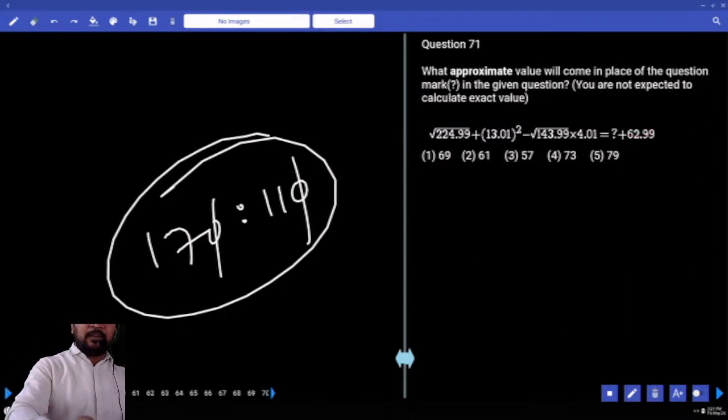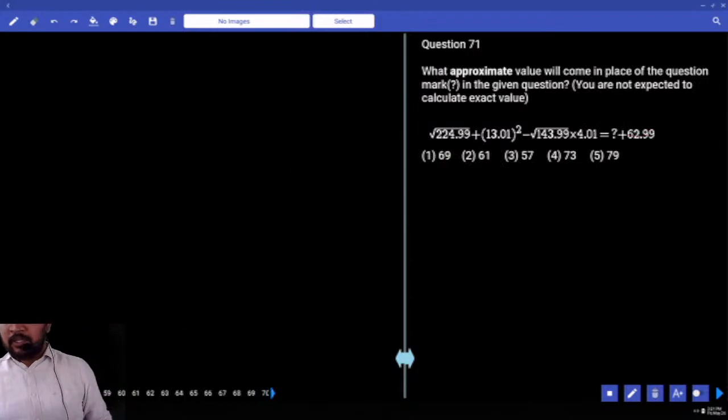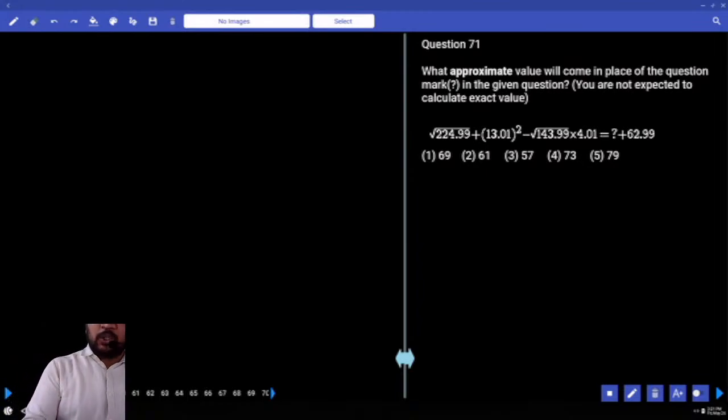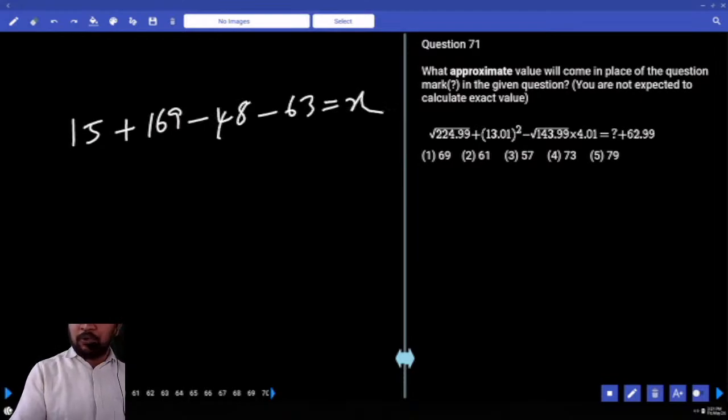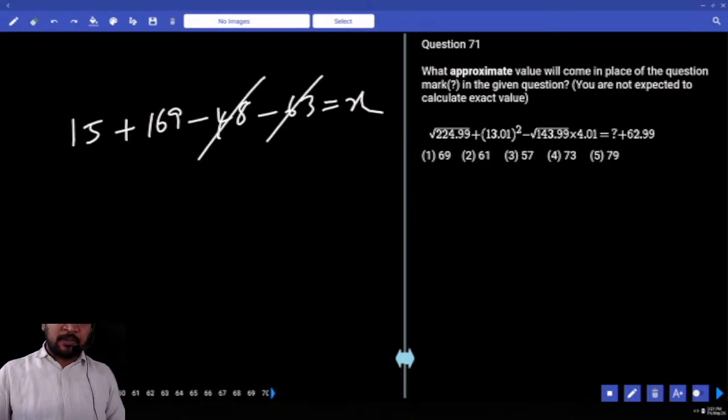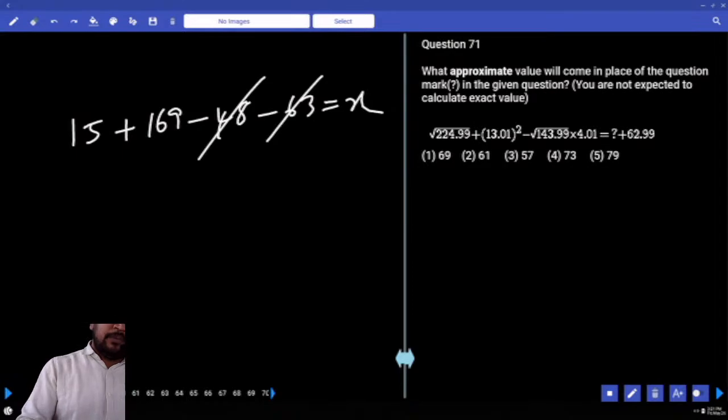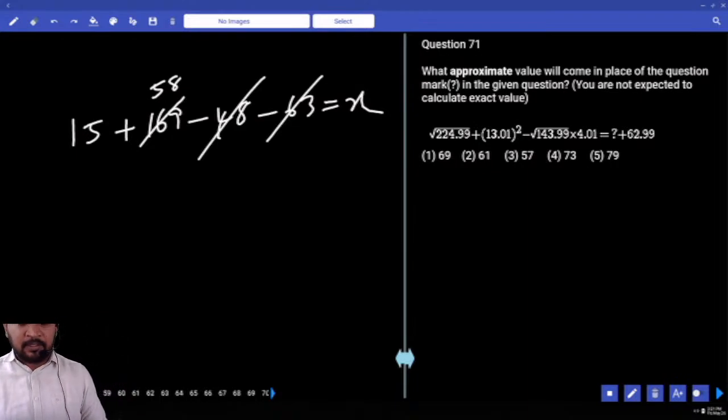Next one, 71. 225, 225 is which square? 15 squared. 144, 12 squared. 12 into 4 minus 63 is equal to x. Now tell me, 63 plus 48, 111. If we cut 111, 50, 58 plus 15.